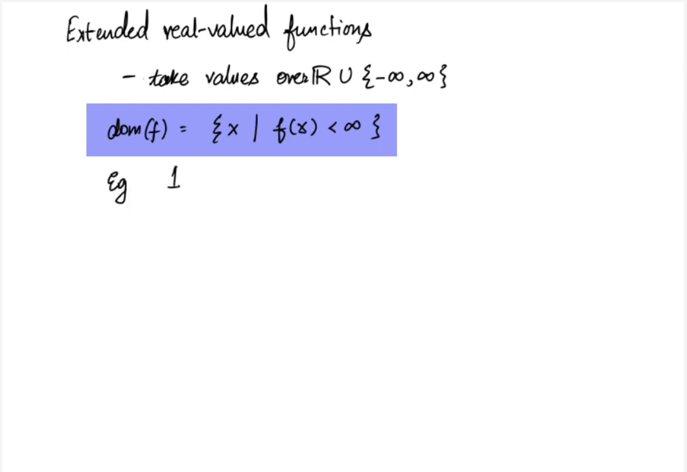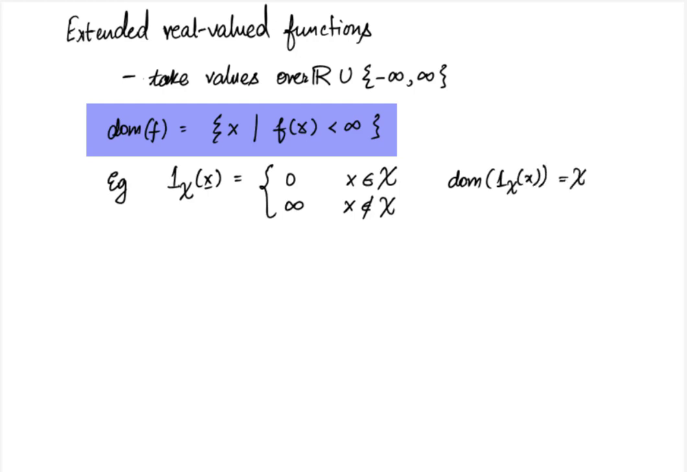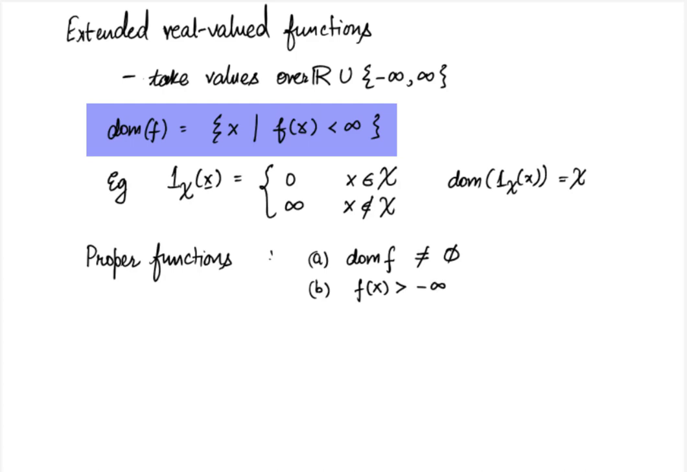Let us consider a simple example, the indicator function of set calligraphic X, which is 0 when x is in the set calligraphic X and infinity outside of calligraphic X. As you can see, the domain of the indicator function is where the function is less than infinity. Proper functions are functions whose domain is non-empty and that do not take the value minus infinity. In this course, we will only be considering proper functions.